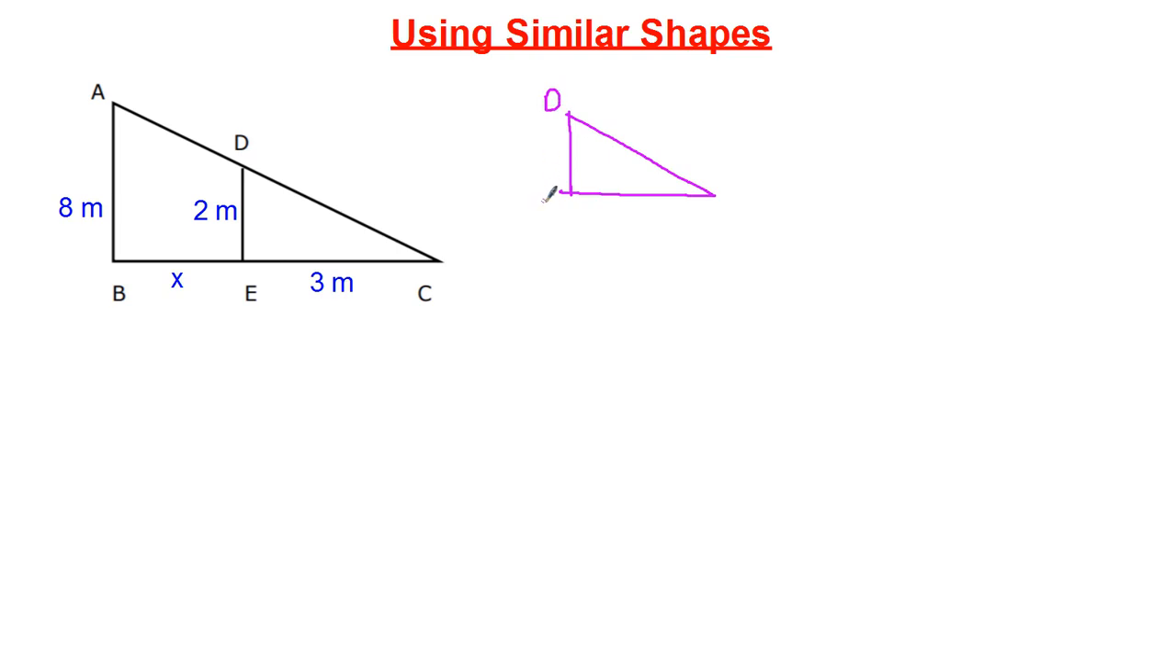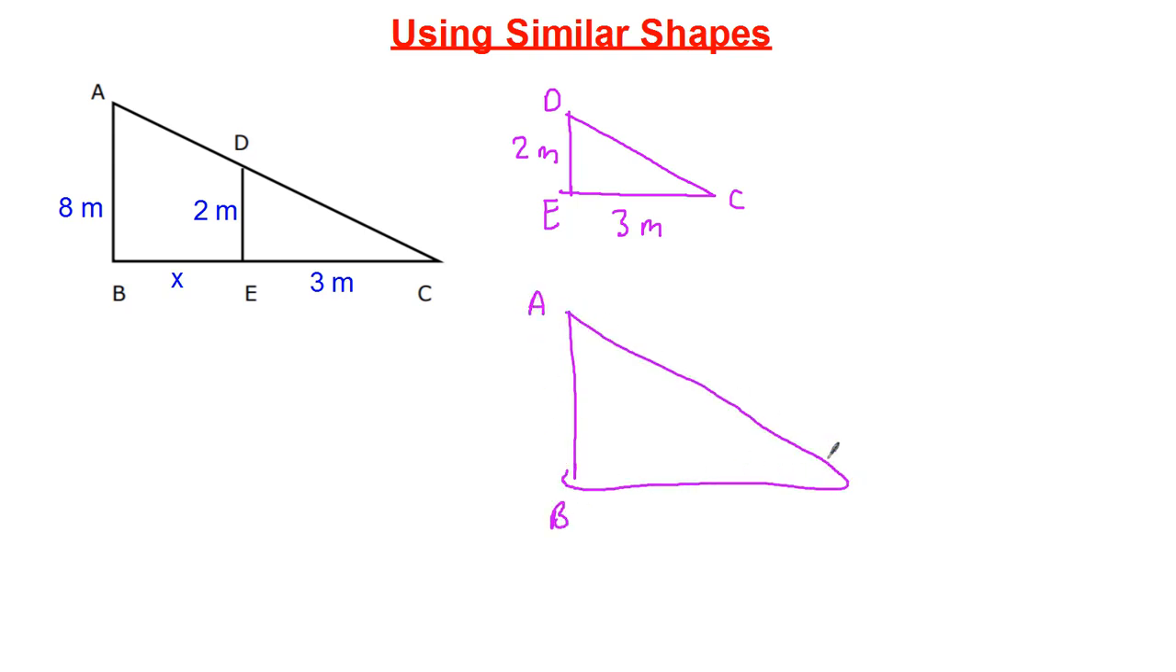This is DEC, and for EC we have 3 meters, and then for DE we have 2 meters. Okay, now we have the bigger triangle. So that's going to be triangle ABC. So from B to C, our measurement is actually x plus 3 meters. All right, so we got x plus 3. And then from A to B is just 8. And then we don't know AC.